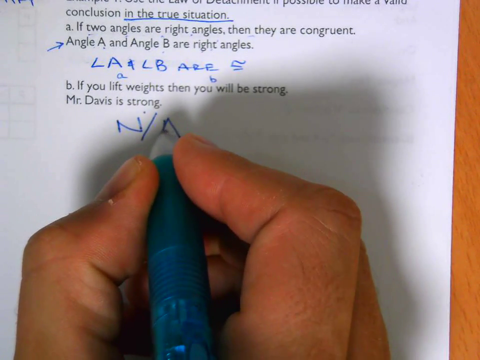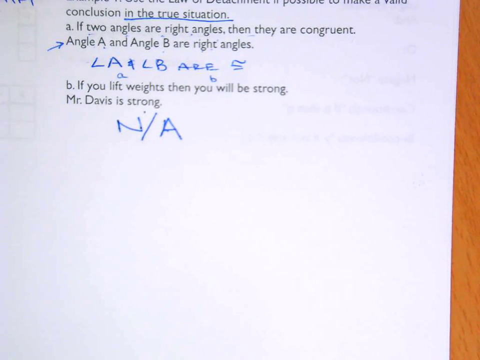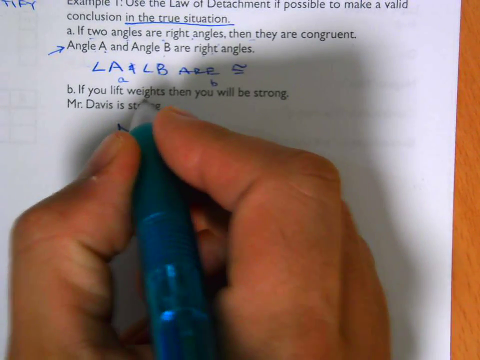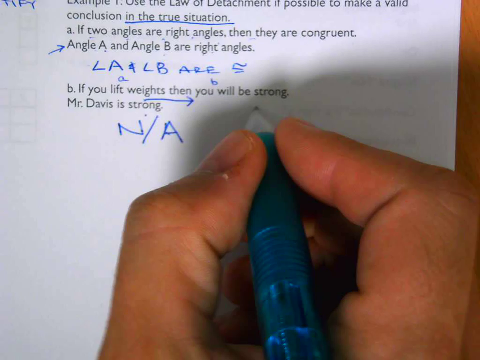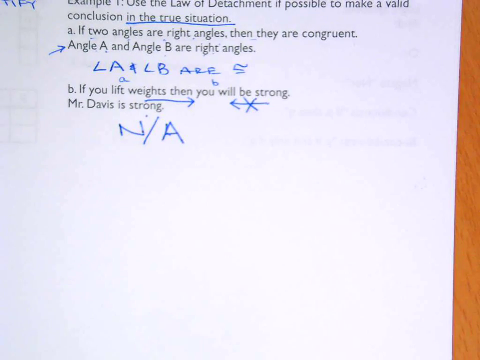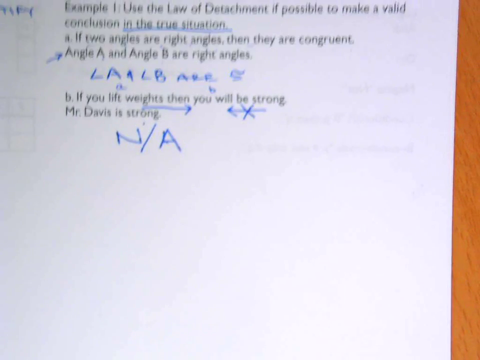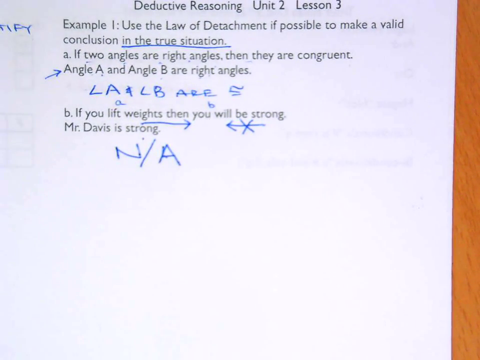He could just be naturally strong. He could be like Samson. He could be taking steroids. We don't know why Mr. Davis is strong based on this statement, we cannot conclude that he lifts weights. I can only go this direction. I cannot go the other direction. So that's what you need to look out for, and we see that mistake all the time.